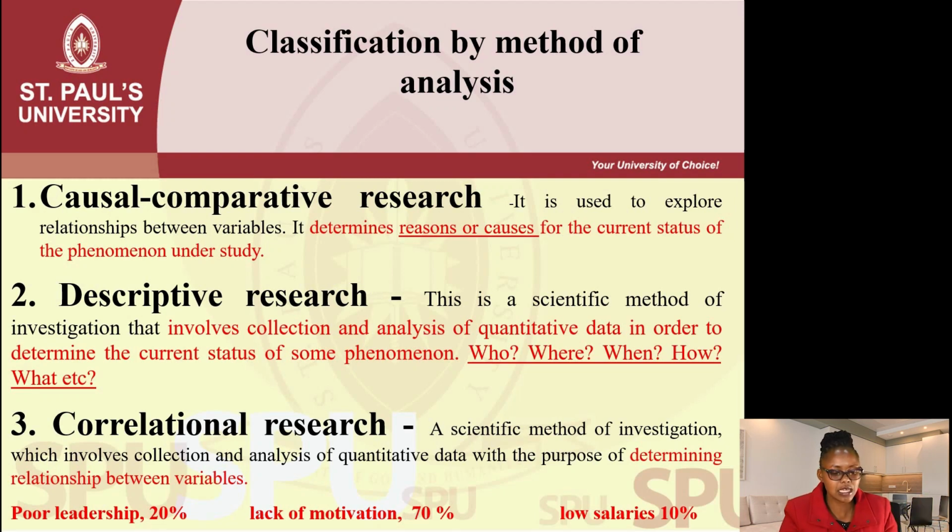getting finances. So like for our case here, we can see lack of motivation has actually contributed 70%. So the top management would want to know, how can we motivate our workers so that we curb or we stop the problem of high labor turnover? Then after that, they will concentrate on poor leadership because it is contributing 20%. And then after that, they work on low salaries.